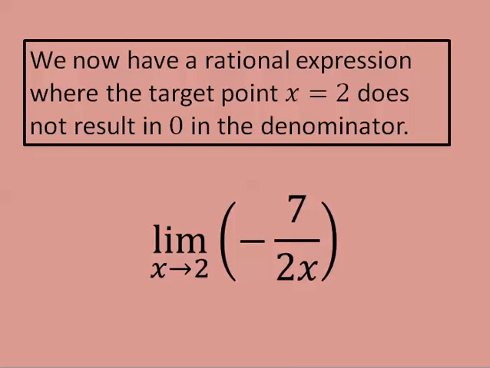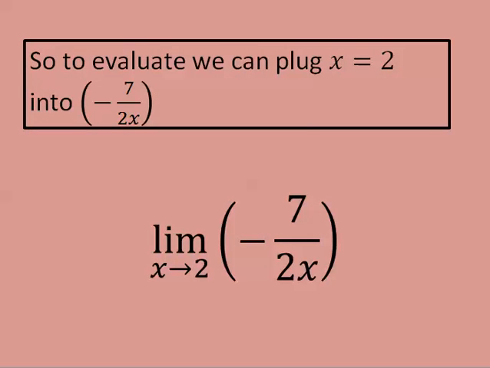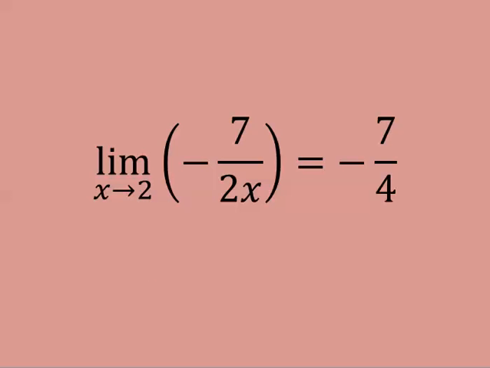We now have a rational expression where the target point x equals 2 does not result in 0 in the denominator. If I don't have 0 in the denominator with a rational function, which is a polynomial over a polynomial, then you can just do a plug-in. So to evaluate, we just plug in x equals 2 into this expression. So what are you going to do when you plug in x equals 2? Well, you're going to get negative 7 over 4, and that is your answer.